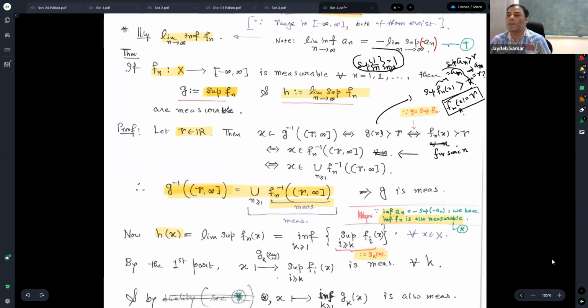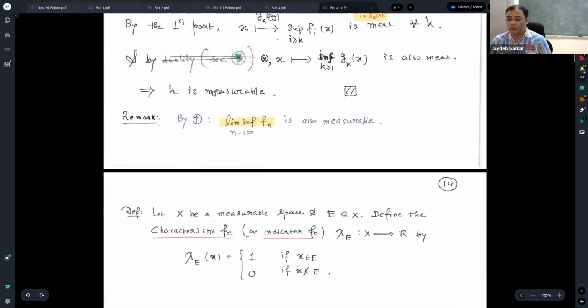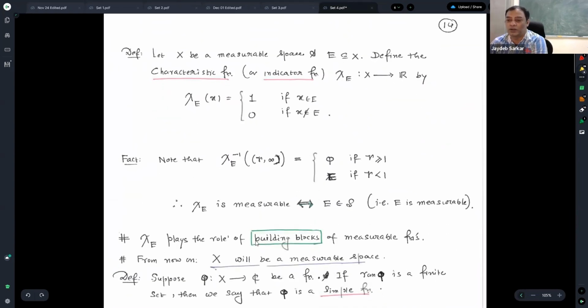Okay. All right. So now I move on to the important concept, what I think Rudin also called building blocks. So suppose X is a measurable space and E is a subset of X. So you just take a subset of X and define the characteristic function, also known as the indicator function.